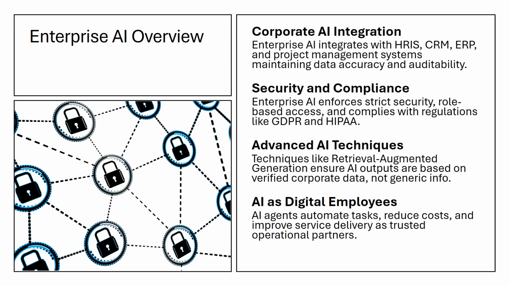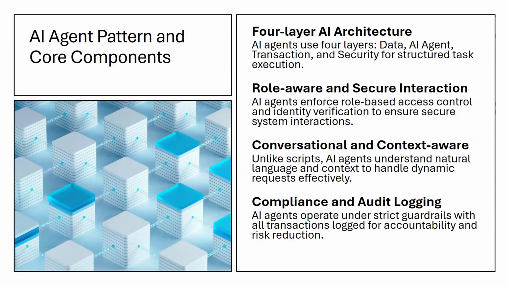AI agents act as digital employees, automating tasks, reducing costs, and improving service delivery. AI agents operate using a four-layer architecture: data, AI agent, transaction, and security. They enforce role-based access and identity verification, ensuring secure interactions with systems.